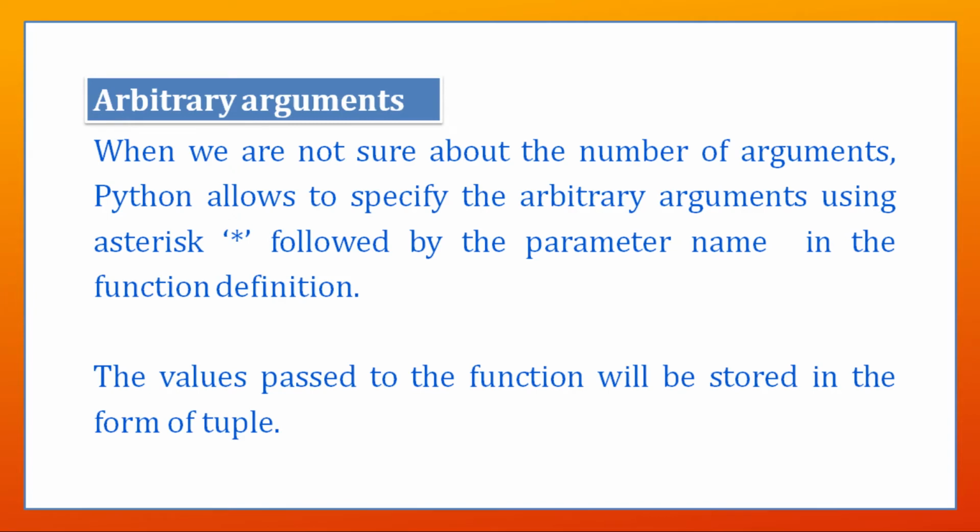When we are not sure about the number of arguments, Python allows us to specify arbitrary arguments using an asterisk followed by the parameter name in the function definition. The number of values passed to the function can be 0 or more. The values passed to the function will be stored in the form of a tuple.